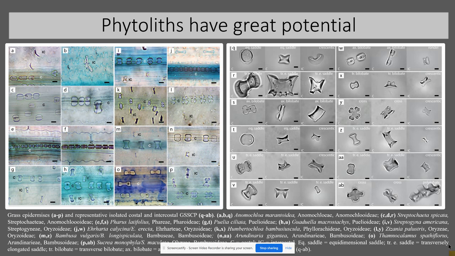Fossil GSSCP have been described from various paleontological contexts back to the Albian. They have been collected and described now from every continent. If we can successfully classify fossil GSSCP and place them within the grass family, this will allow us to trace the biogeographical history of the family and infer changes in habitat and ecosystems over time.